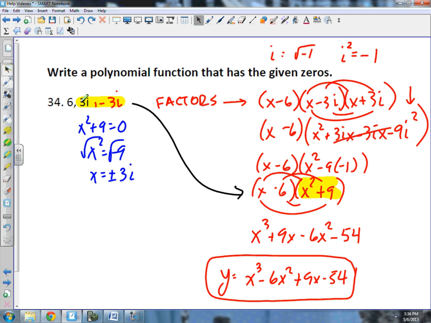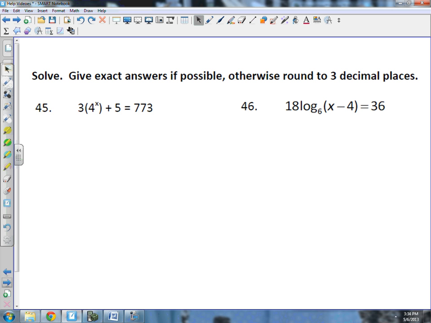All right. Next question. Give exact answers. So this is a calculator question. These are your log problems. For number 45, you want to get that 4 to the x by itself. Again, just to remember, logs give us a way to solve problems with variables in the exponents. So for number 45, I'm going to subtract 5.